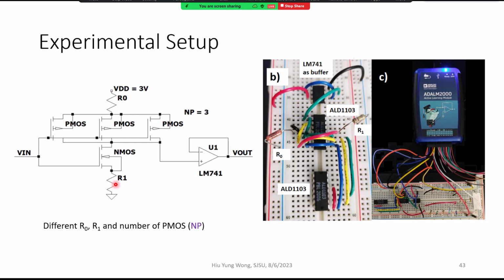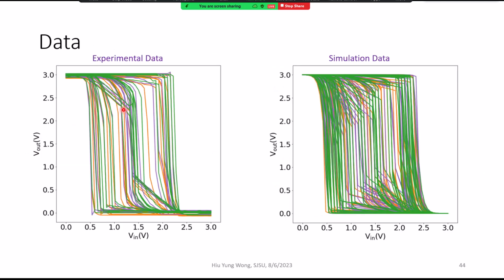Again, you cannot do this in fabrication. No one is willing to change the contact resistor for you in the fabrication for 1,000 variations. And at the same time, they are not able to do that easily and under well-controlled manner. That's why we use this discrete component. So here we show the experimental data with different variation of the contact resistor and the number of PMOS.